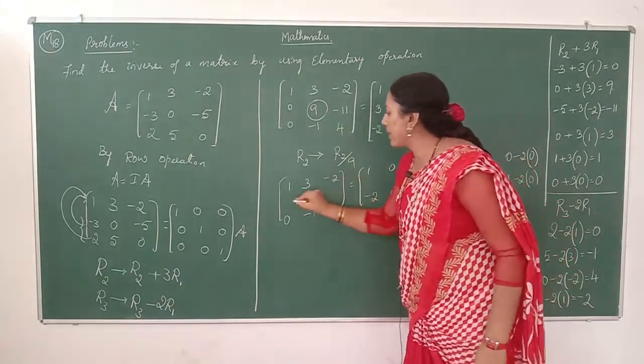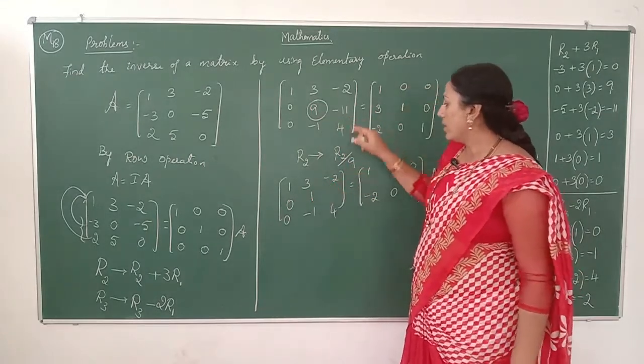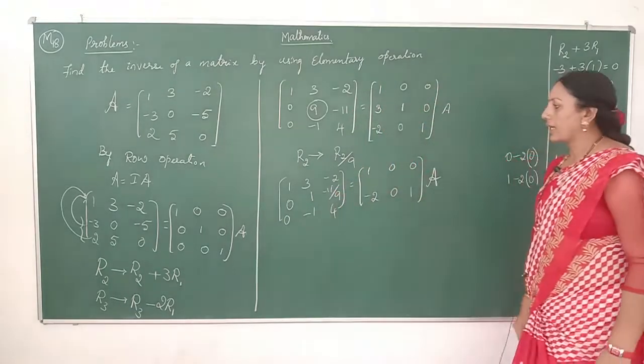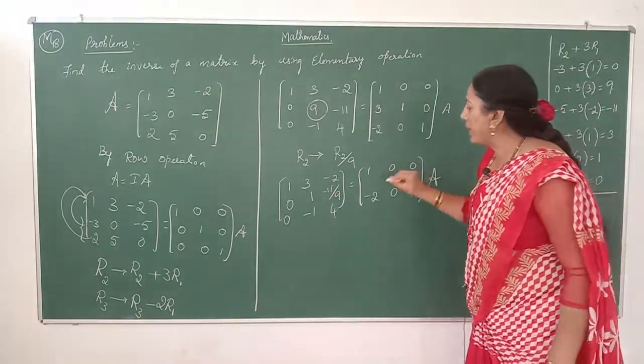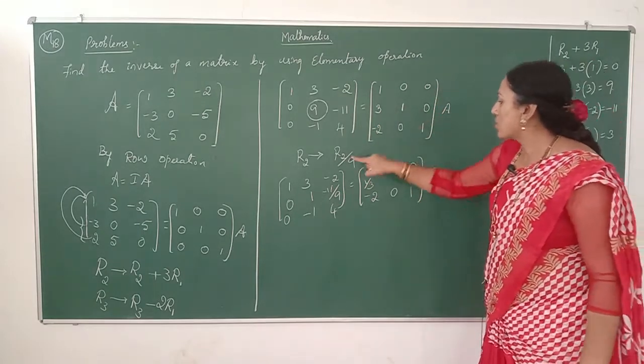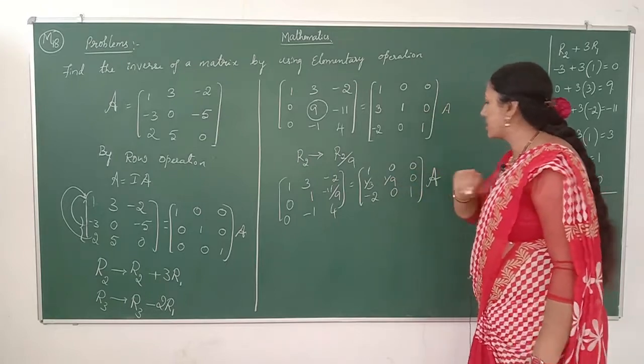0 divided by 9 is 0. 9 divided by 9 is 1. Minus 11 divided by 9. Similarly, in RHS, 3 divided by 9. 3 by 9 is nothing but 1 by 3. So 1 divided by 9 and 0 by 9 is 0.